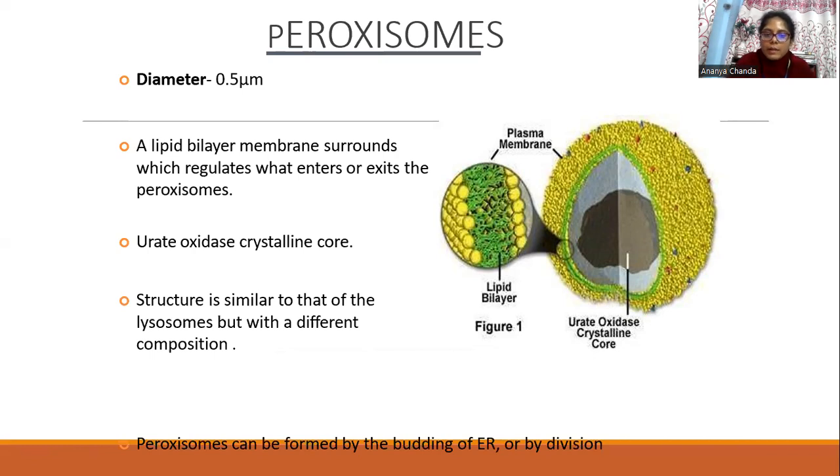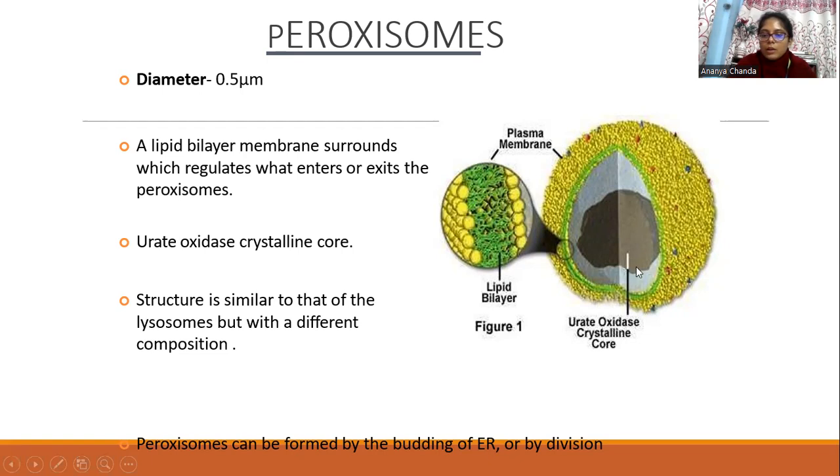Then comes the peroxisomes. The peroxisome's diameter is 0.5 micrometer. These peroxisomes can be formed by budding of the endoplasmic reticulum or by division. It has a lipid bilayer membrane that surrounds it, which regulates what enters or exits the peroxisome. Urate oxidase crystalline is the core of the peroxisome structure. The structure is similar to that of the lysosome but with a different composition.